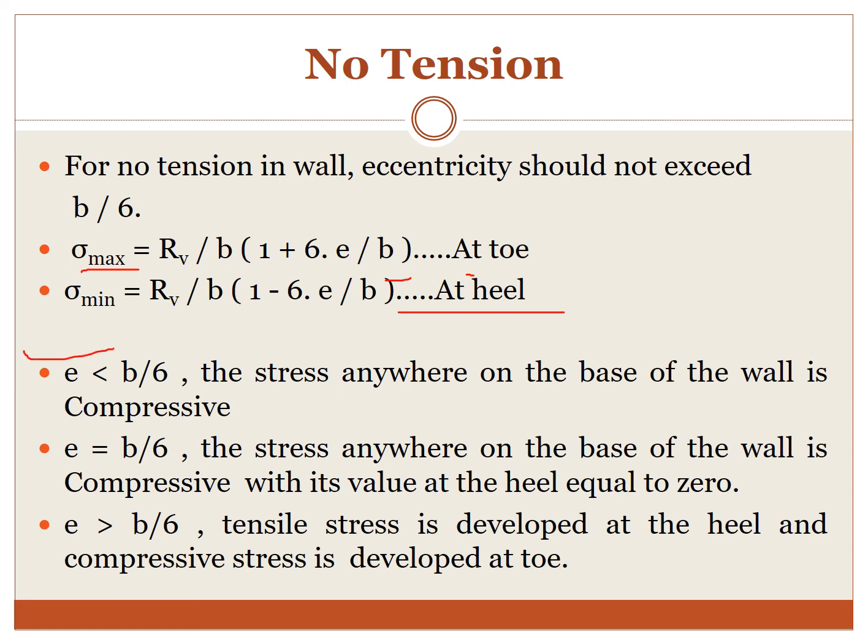There are three conditions for no tension. First, e is less than B by 6: the stress anywhere on the base of the wall is compressive. If e, which is eccentricity, is equal to B by 6, the stress anywhere on the base of the wall is compressive, with its value at the heel equal to 0. Third condition, e is more than B by 6, means tensile stress is developed at the heel and compressive stress is developed at the toe.